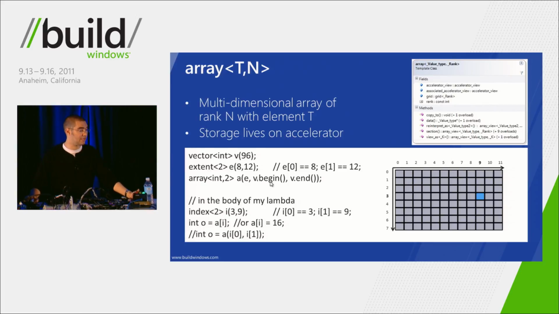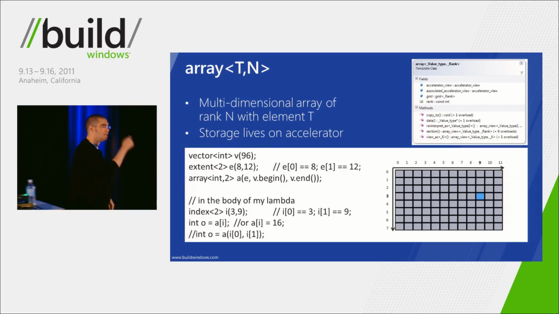So I use the iterators on my vector, and I could have taken just a slice of the vector. I don't have to take the whole thing. Here I'm taking the whole thing, and I'm initializing the array, which means at this point, synchronously, you're copying the data to the GPU. There's a way to do it asynchronously as well.